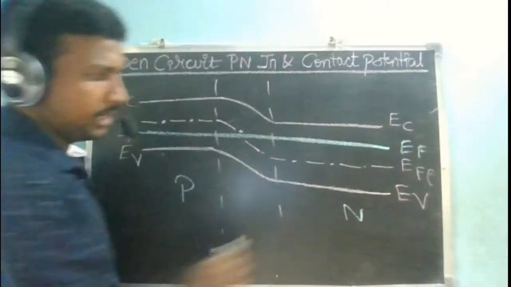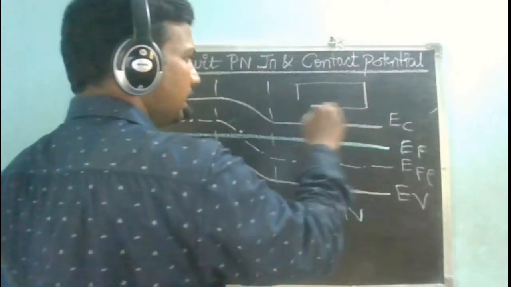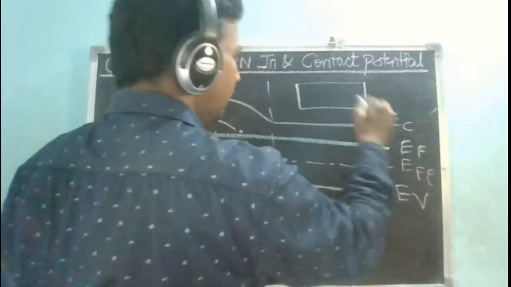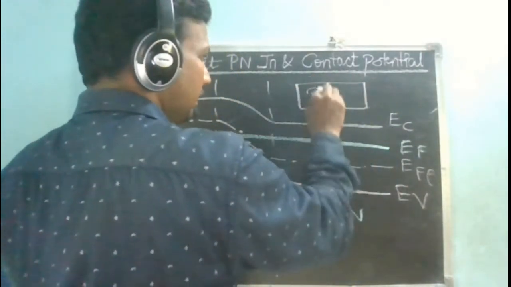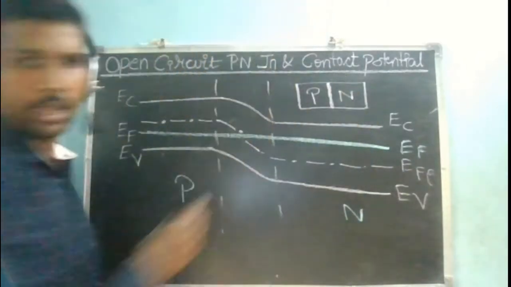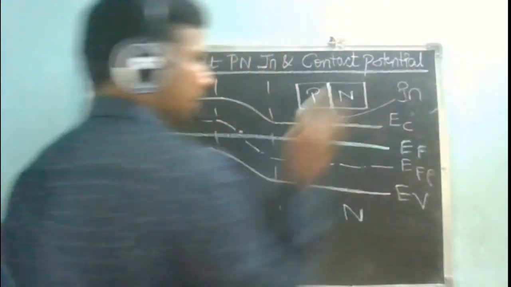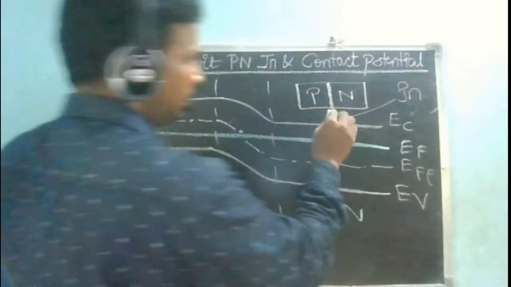After joining, this is the junction. So this is a PN junction. Consider a P type semiconductor and an N type semiconductor, and this is what I am calling a junction. So this is the junction.